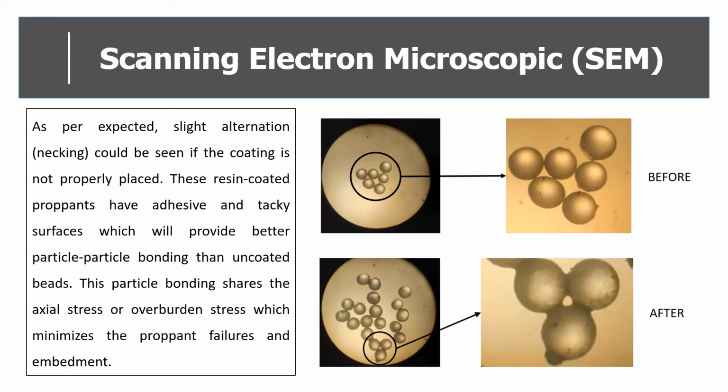From the SEM analysis, as we expected, in the before picture there is slight alteration, which is the necking, that could be seen if the coating is not properly placed. The resin coated proppants have an adhesive and sticky surface, which will provide better particle-to-particle bonding than uncoated beads. Here we can see in the after pictures, this particle bonding shares the closure stress or overburden stress, which minimizes proppant failures and embedment.